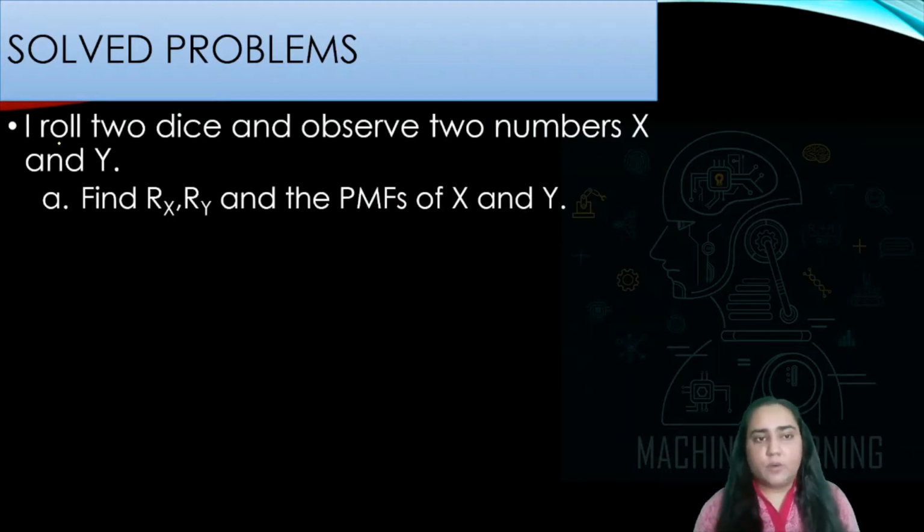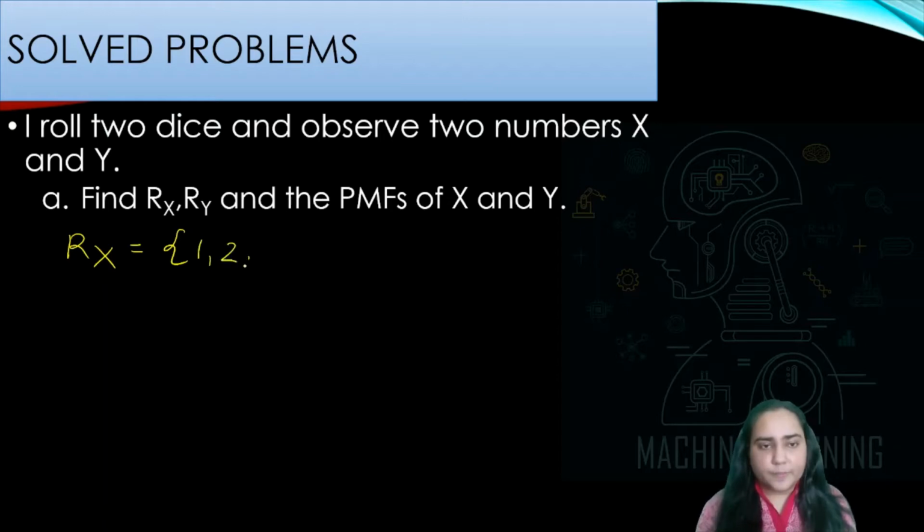So let's say that I roll two dice and I observe two numbers x and y, where x is associated with the number shown on the first dice and y is associated with the number shown on the second dice. First, the question is to find out the range of x and the range of y. And then we are supposed to find out the PMFs of x and y. So first, let's find the range of x. So when we are trying to find the range of x, it just means what are the possible values that x can take. And we know that a dice has 6 sides and 6 numbers from 1 to 6.